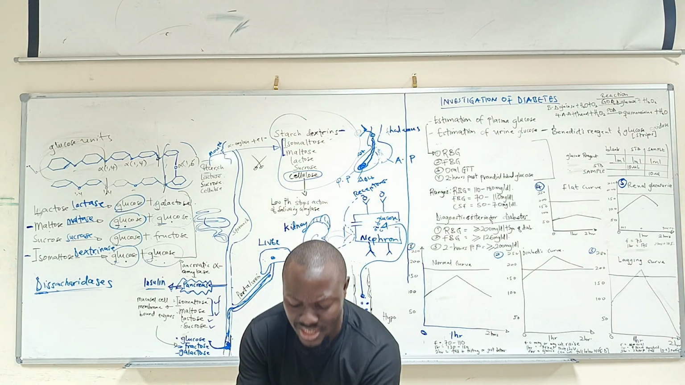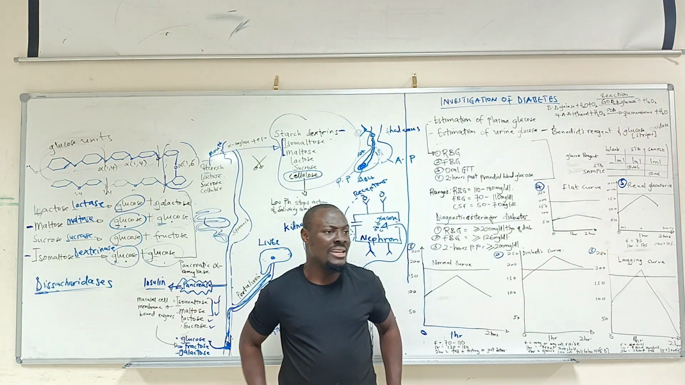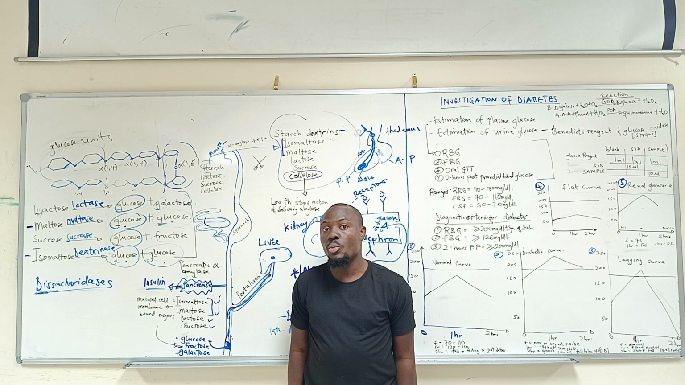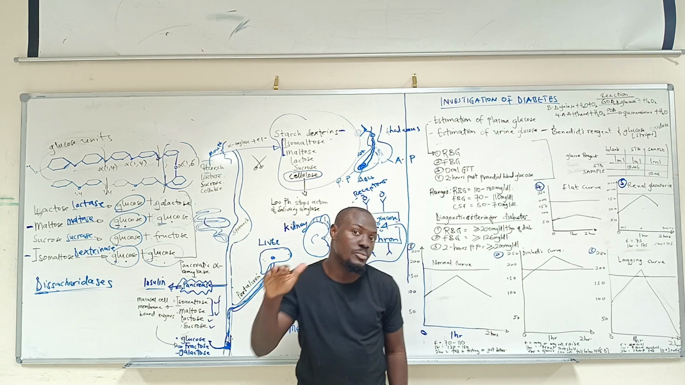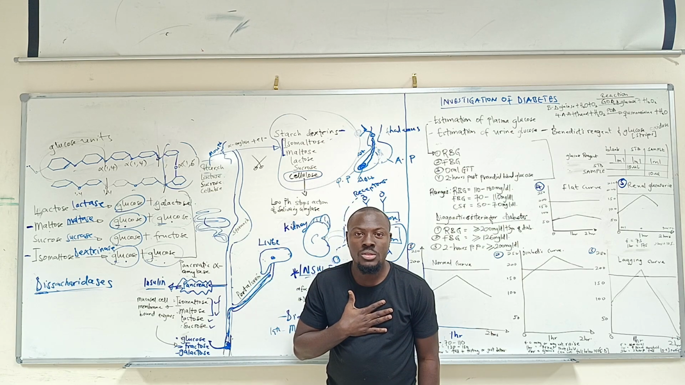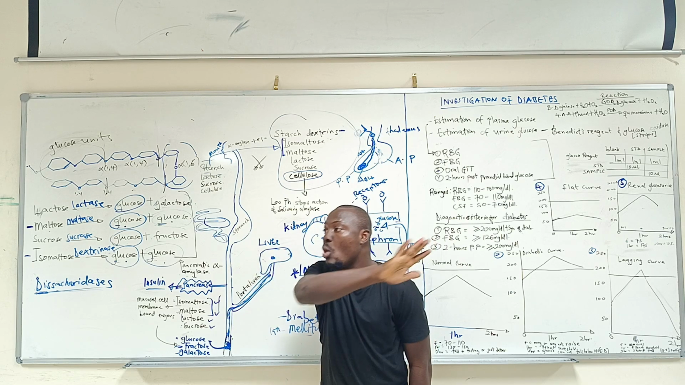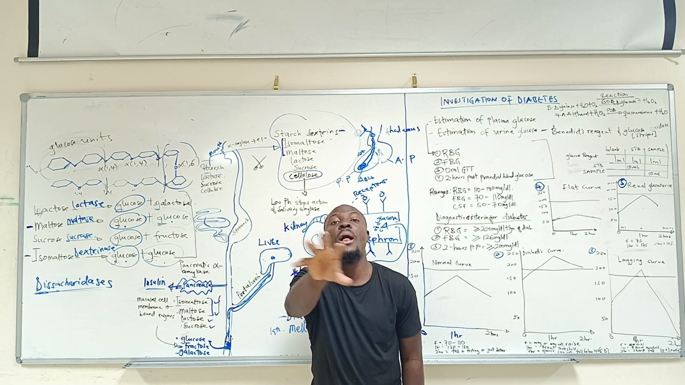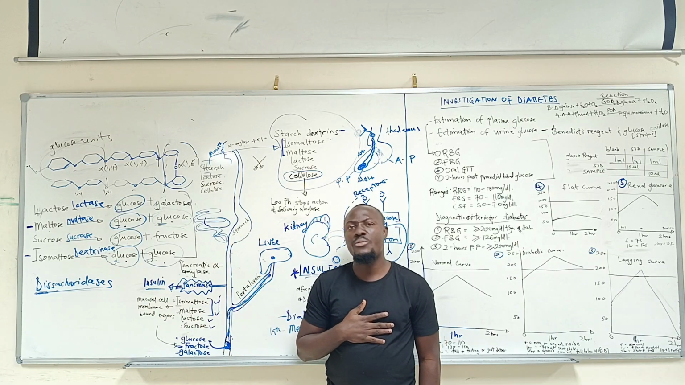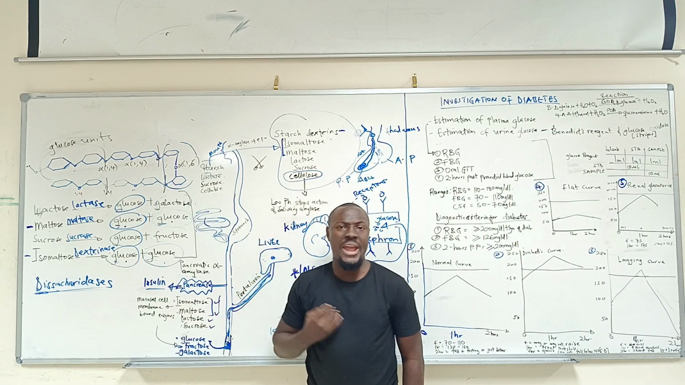Okay, now you might be asking, why is it even necessary to detect sugar in urine? The reason being that under normal circumstances, normal individuals do not have sugar inside their urine. There is no way you should find sugar in a normal patient's urine. Even if you find, it should be very, very minute.